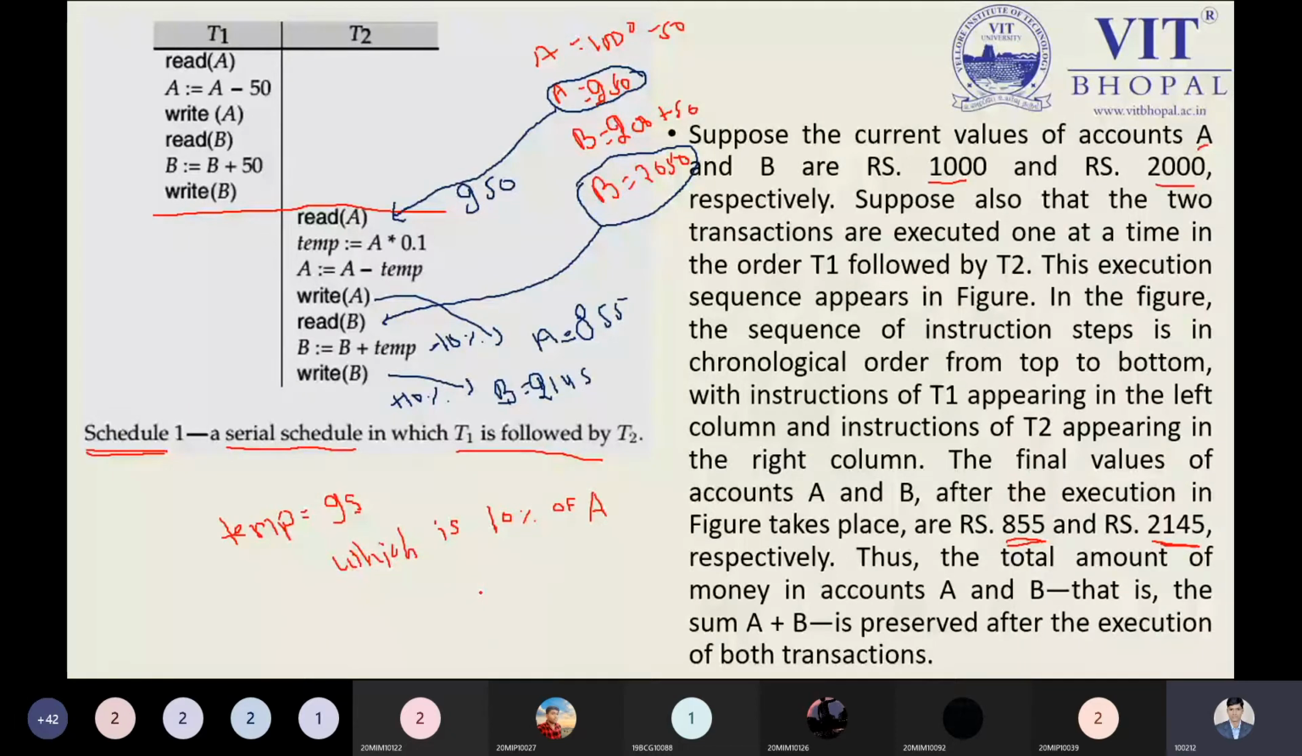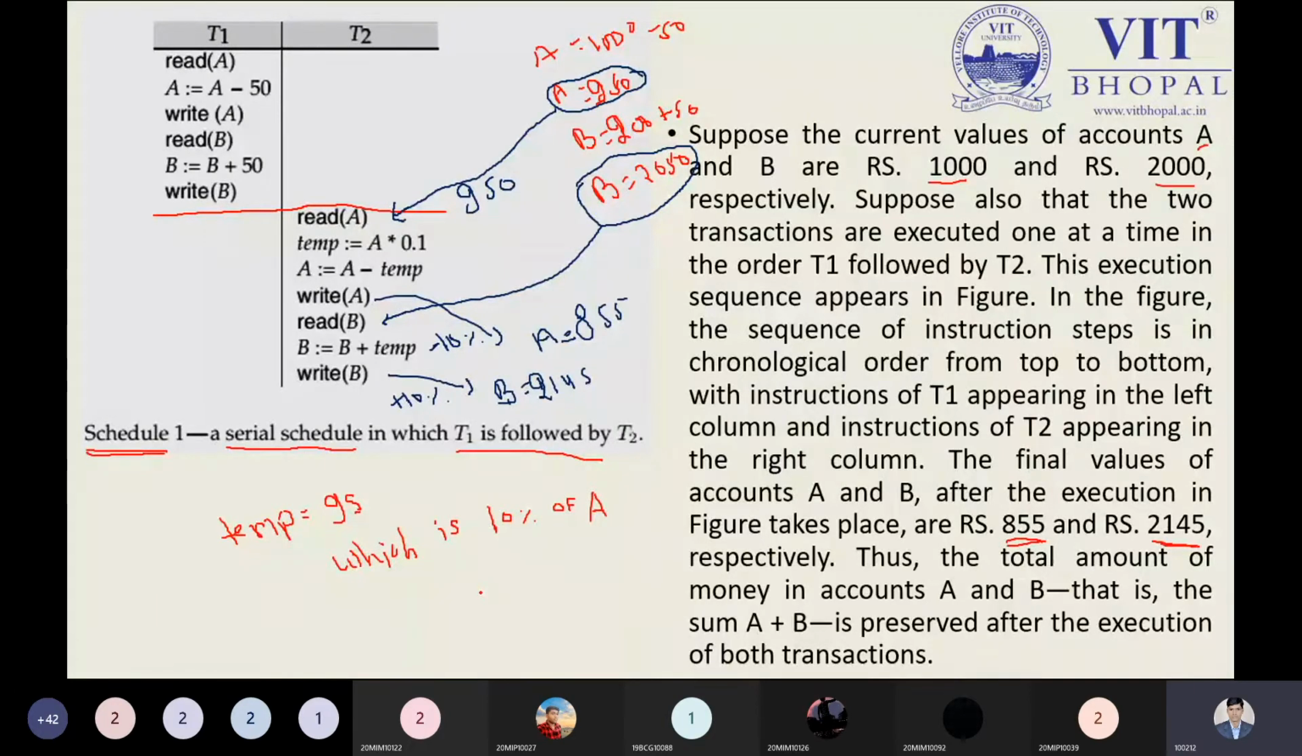So the same thing happens over here. 50 was added to B only, but the temporary value inside B in transaction T2 was added. So 2050 plus 95, I will get 2145. That is the simple case. So this is the order of transactions T1 and T2.